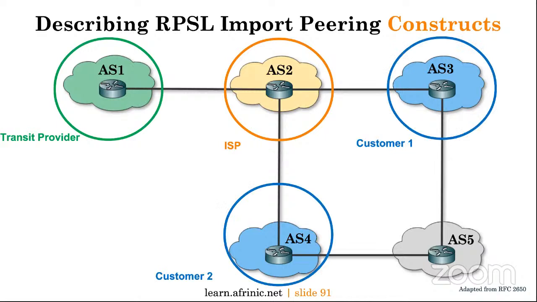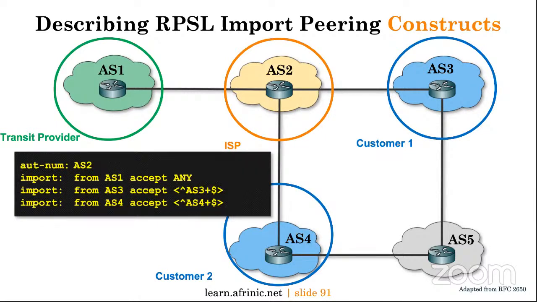And we have these two downstream customers. You can see in the AutNum object, our import statement is saying that we're going to accept from AS1, the transit provider, the green one, any, that's the full internet routes. And then from AS3 and AS4, your downstream customers, you're going to accept routes that originate from them. That's why the regular expression has the caret and AS3 and AS4. So you only accept routes that originate from your downstream customers.